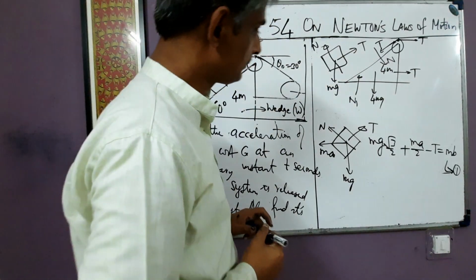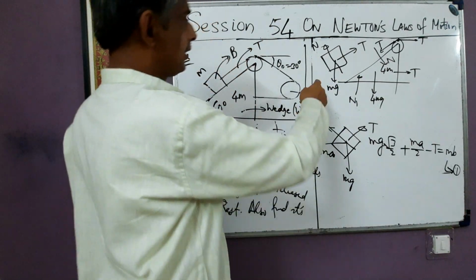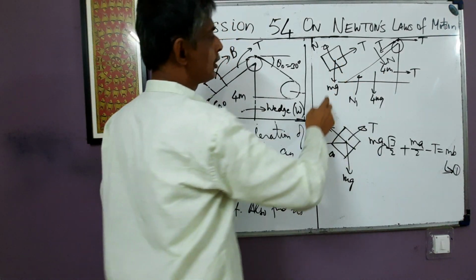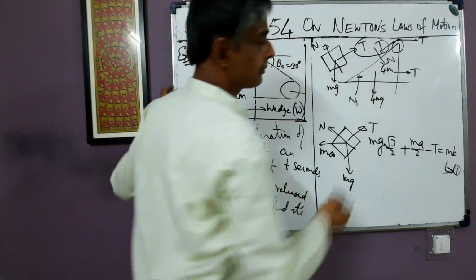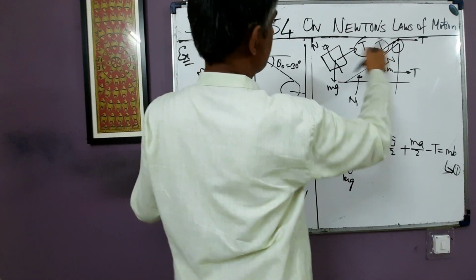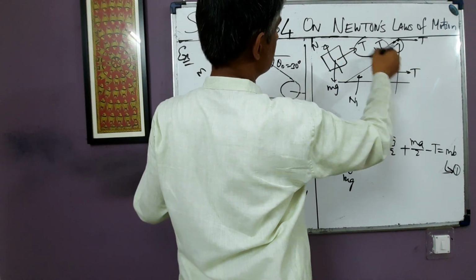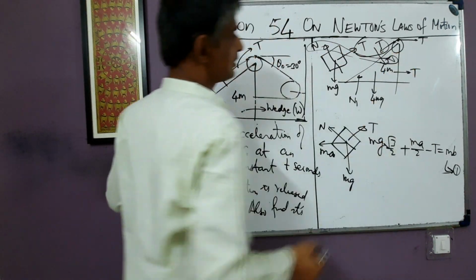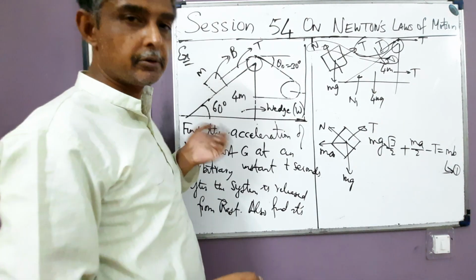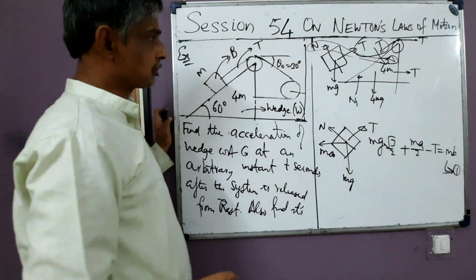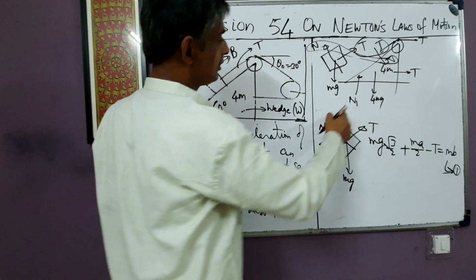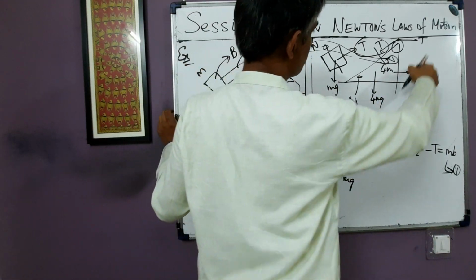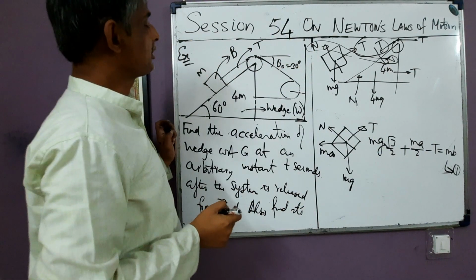Now see, in the system wedge plus block, which are the internal forces? T and T are internal forces, so they are gone, they will not appear in the combined equation. This N and N are also internal forces, they also go away. They will not appear in the combined equation. Now, what are the only external forces? This one, this one, this one, and this one, and this one. That's all. These are the only external forces.